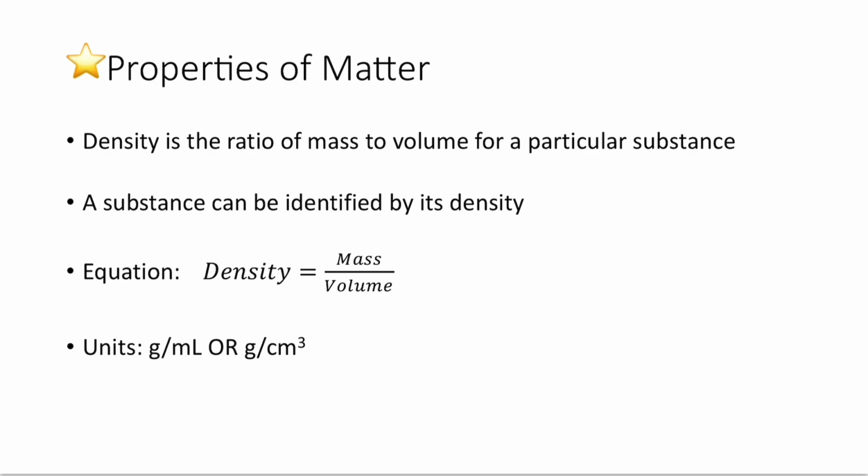When we have to calculate density mathematically, you'll take mass and divide it by volume, which means the units for density are either grams per milliliter or grams per cubic centimeter, again, depending on what unit the volume was in.